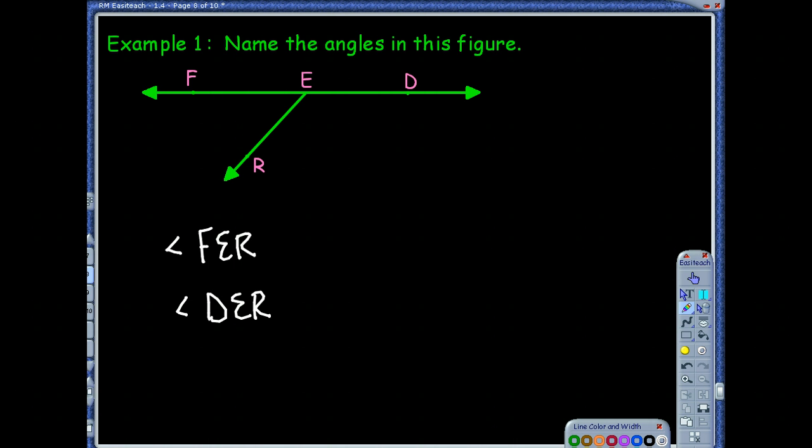In fact, what do you notice about those two angles that you just named? They are actually adjacent angles. They are adjacent angles. Okay. I see another angle. What do you see? I see a straight angle, angle FED.